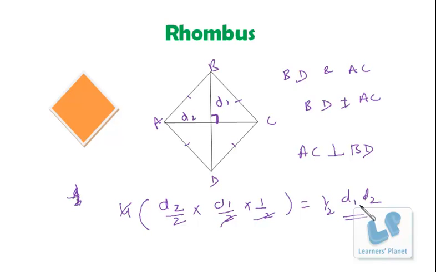That means product of diagonals divided by 2 is the area of rhombus. And we have to be clear that there are 4 right angle triangles in a rhombus. And the perimeter is the same, AD plus DC plus CB plus AB, or we can say 4 times side, because all the sides of a rhombus are the same. Okay, I hope you are clear.